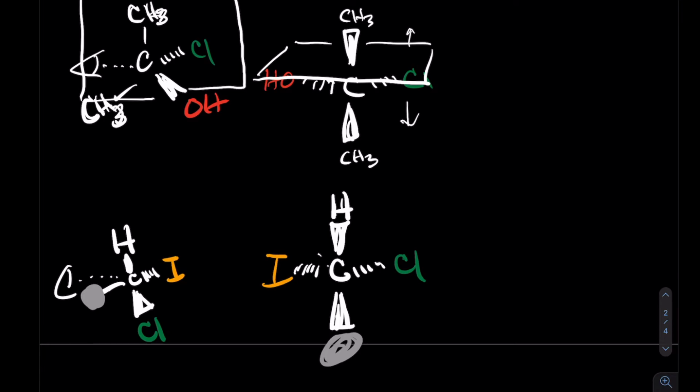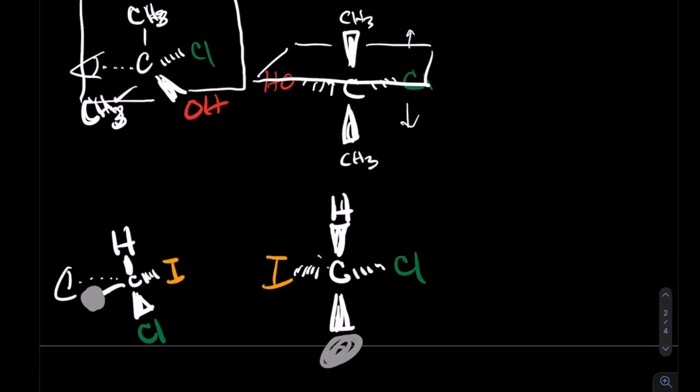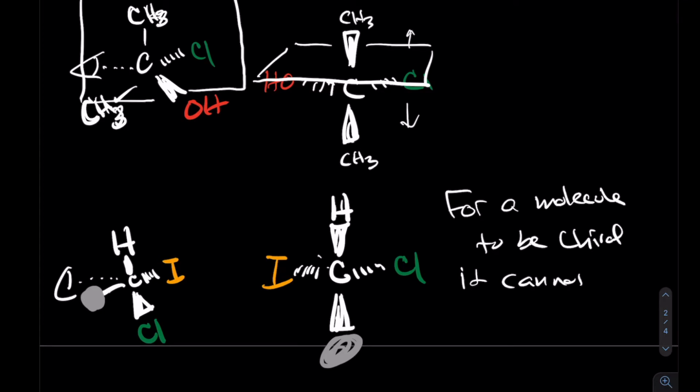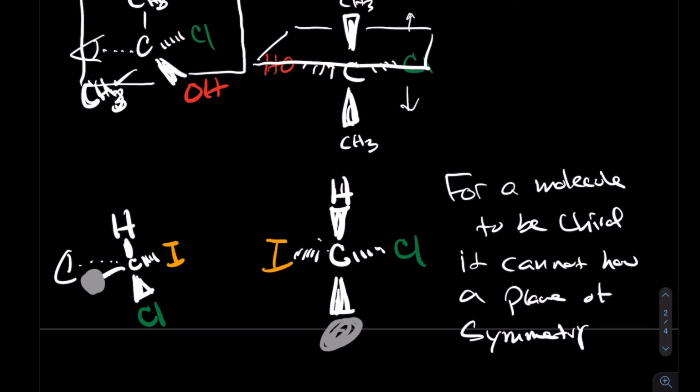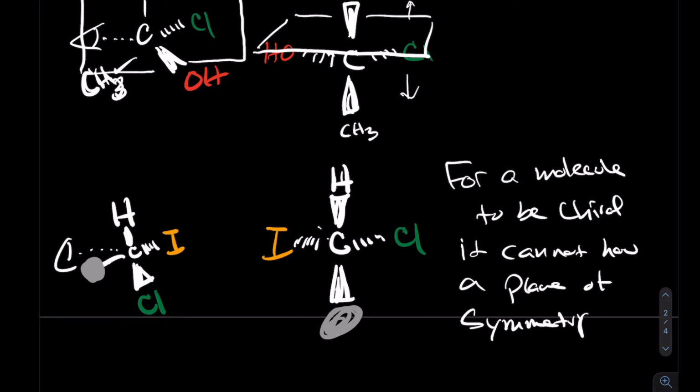There are no internal planes of symmetry, which means that in order for a molecule to be chiral, and we can even write this down because this is an important rule: for a molecule to be chiral, it cannot have a plane of symmetry. All right, so that's a pretty good rule for you to follow. For a molecule to be chiral, it cannot have a plane of symmetry.